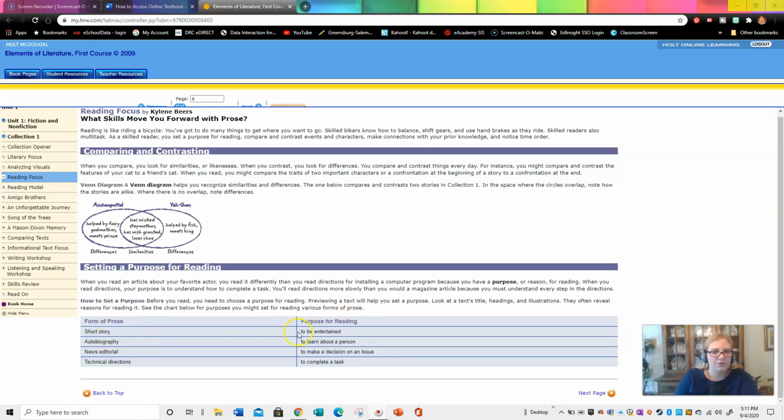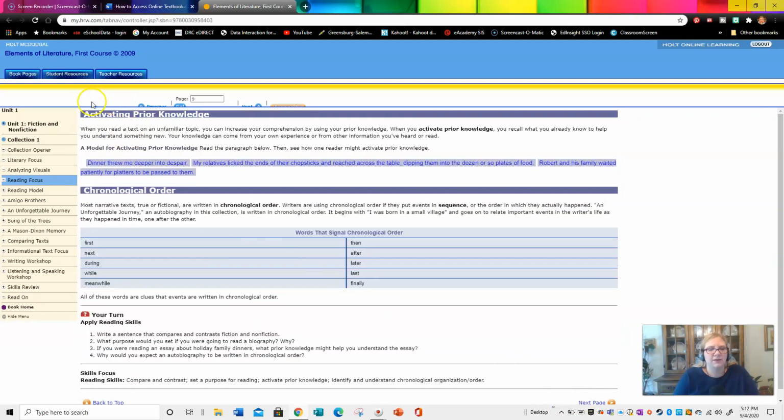So if you're reading a short story, you want to be entertained. An autobiography, you want to know more about that person. A news editorial, so that would be something in a newspaper where somebody's giving an opinion. You want to make your decision on an issue. And the technical directions would help you complete the task.